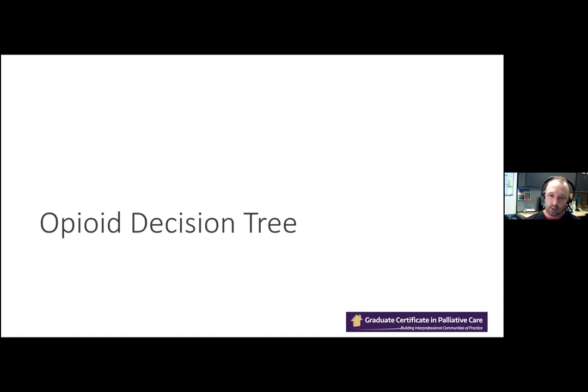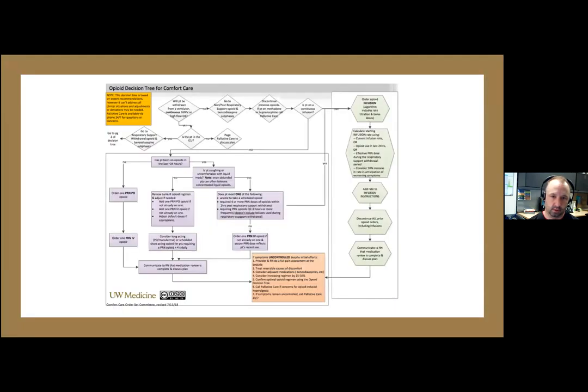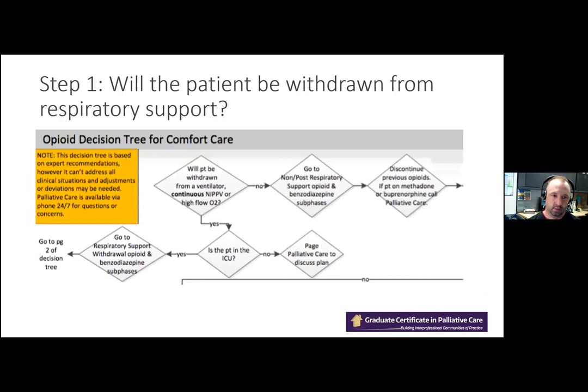So now I want you to go to the opioid decision tree. You should have a copy of that from the website, or follow along online. We'll go to some zoomed in views here. All right. So thinking about Ms. Charlotte, let's go through this.